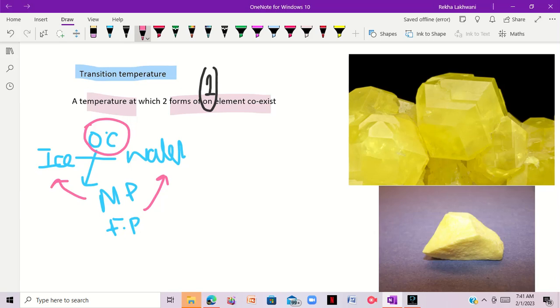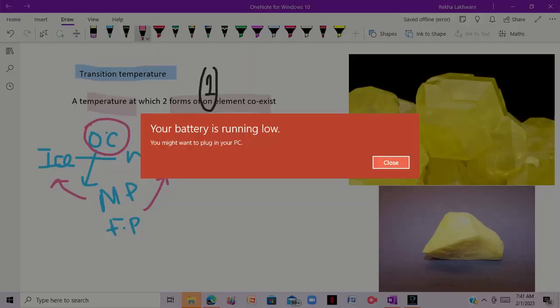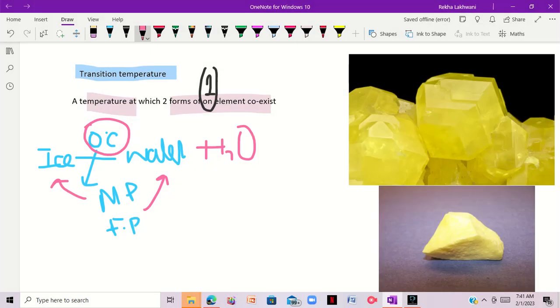So at 0 degree, this is basically a transition temperature at which both forms of water, H2O, exist, right? But we can't write this example over here because ice is crystalline but water is not crystalline. So here we will write the example of sulfur.